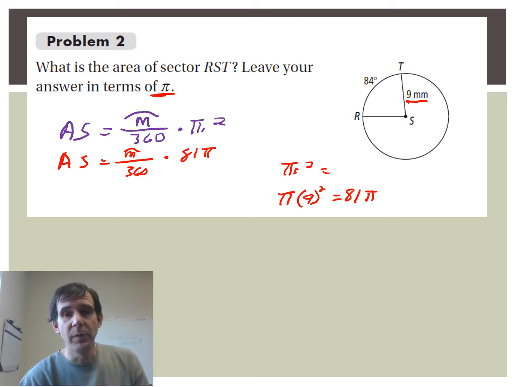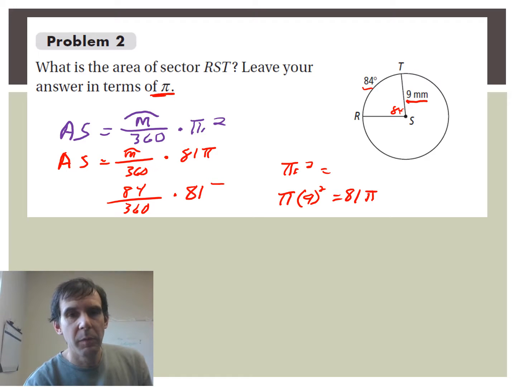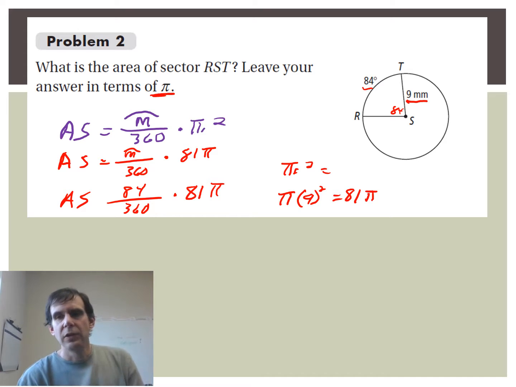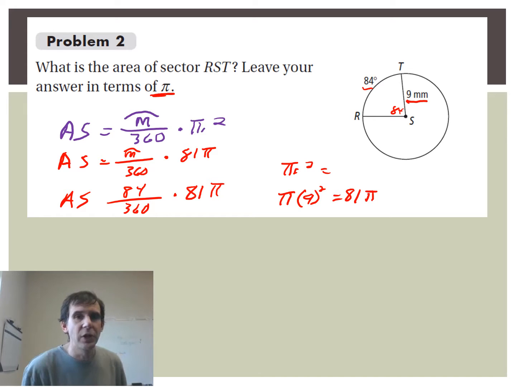Now, what's the measure of the arc? They could put it up here, they could put it down here in the central angle, it wouldn't matter, they're the same. So 84 degrees. Now we've got 84 degrees over 360 times 81 pi, the area of the sector. Now what we've just got to do is simplify this. Again, no calculators to make decimals. We want this in terms of pi.